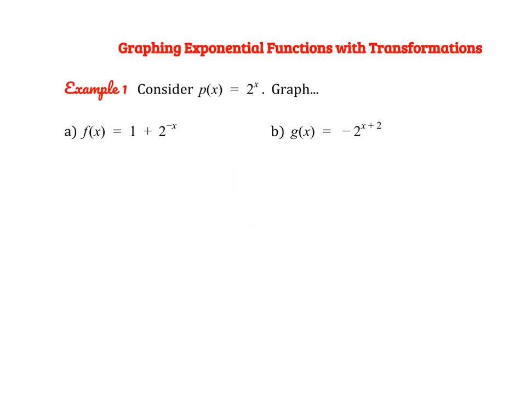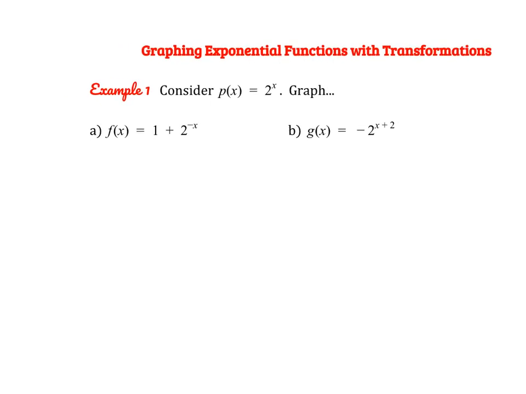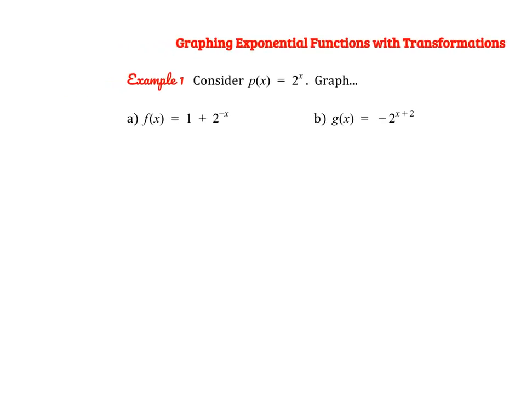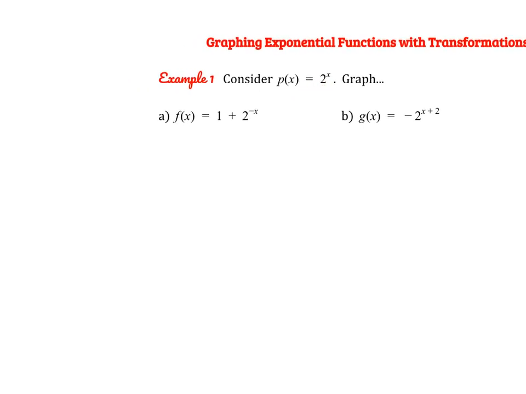All right, so now we know what the general types of exponential functions are. Let's see if we can graph them using transformations. So for this one, we're going to use p of x equals 2 to the power of x as our parent function. So we're going to be graphing base 2 exponential functions.